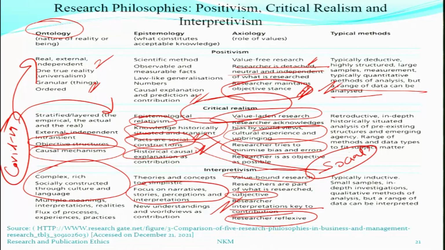So now we see the methodologies adapted in interpretivism. We find inductive approaches and small samples. It's not based on big data, which is in quantitative studies, but on interviews and in-depth investigations. They more adapt qualitative methods of analysis, but a range of data can be interpreted. So with interviews, questionnaires, and small samples, they can have the interpretation based on all these findings. So here we finished our detailed discussion of interpretivism.